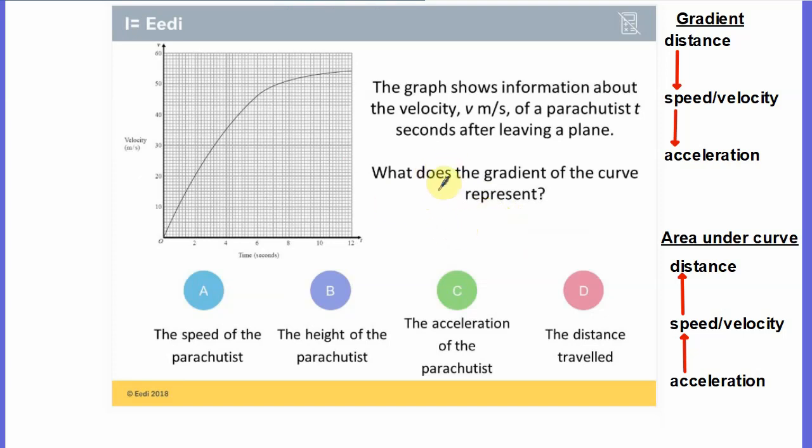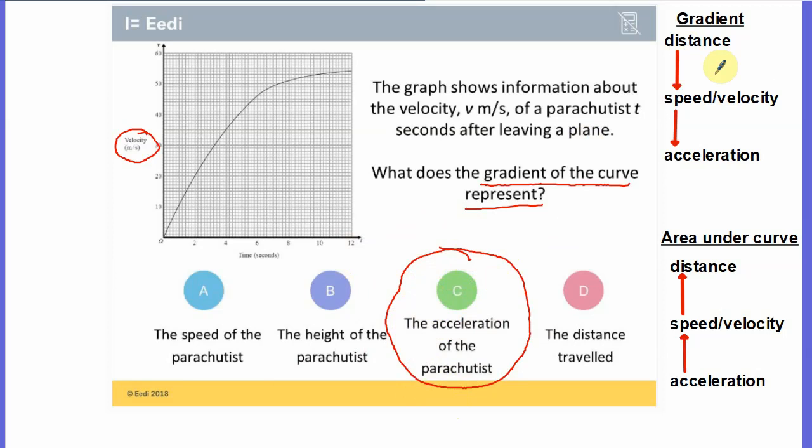Question 3. What does the gradient of the curve represent? Well, the curve represents the velocity, so the gradient of the curve is the change in the velocity, which when we think about the change in distance over time, that's the speed. But if we do velocity over time, that shows our acceleration, how much our velocity changes.